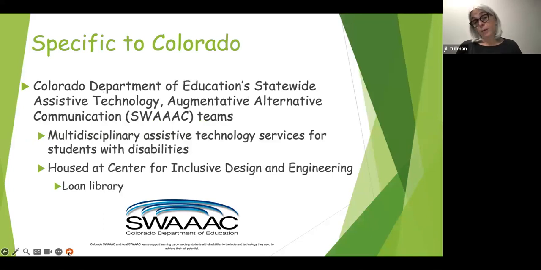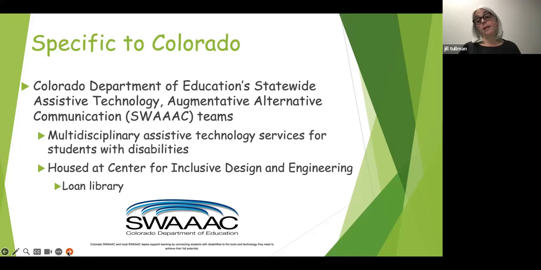This is specific to Colorado: through CDE, the Colorado Department of Education, there are statewide assistive technology, augmentative, alternative communication teams throughout the state. Not all, but the majority of school districts do have SWAC teams. The SWAC teams are multidisciplinary assistive tech teams, and they provide services to students with disabilities who need to use all forms of assistive technology, including augmentative communication.